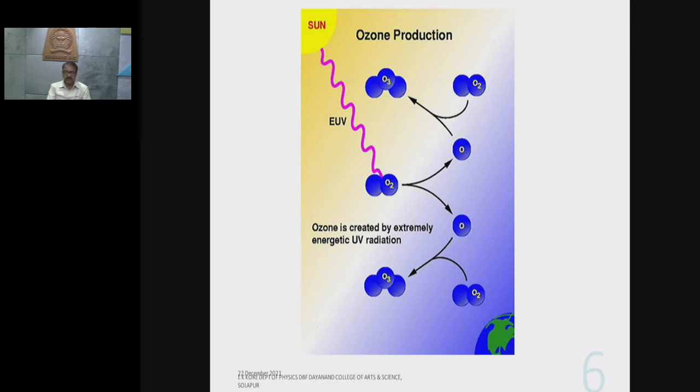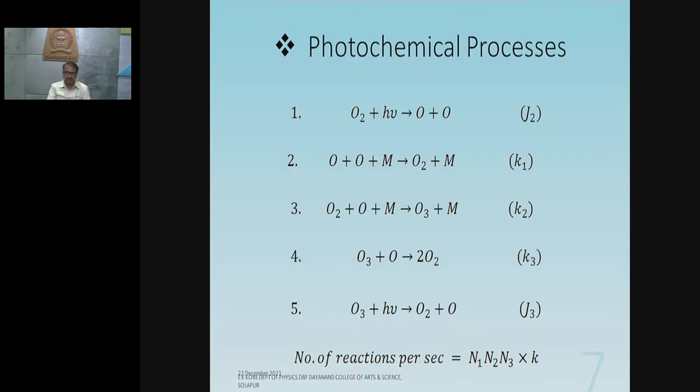As ozone is a non-permanent gas, it may get destroyed by combining with monatomic oxygen, forming two oxygen molecules. The important photochemical reactions are these. In the first reaction, oxygen, by absorbing UV radiations from the sunlight, splits into monatomic oxygen. This is a photodissociation reaction. In the second reaction, the two monatomic oxygen atoms may combine to form oxygen. This is a three-body collision reaction wherein M is taken for energy and momentum conservation simultaneously.